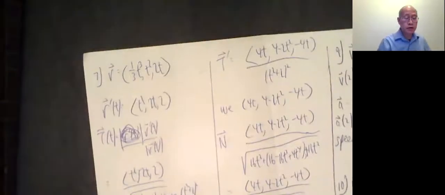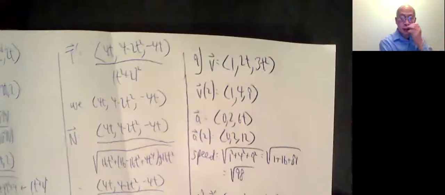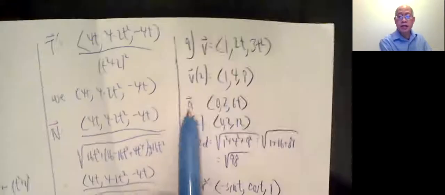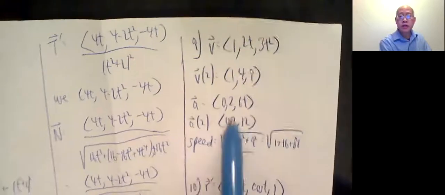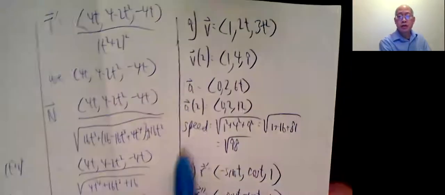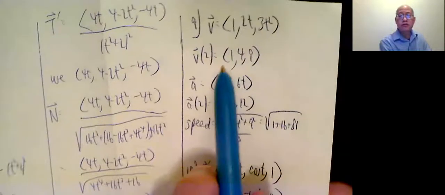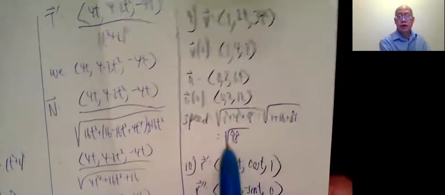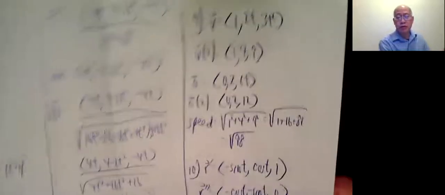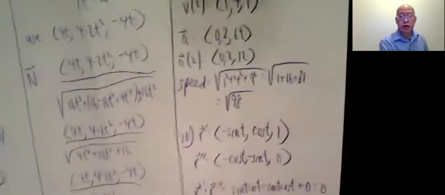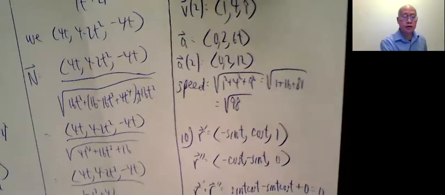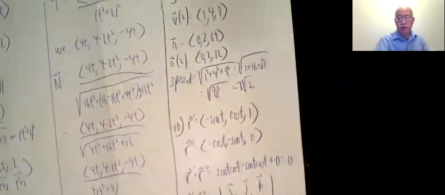Number 9 should be pretty easy. So velocity is the first derivative. The first derivative is 1, 2t, 3t squared. And then they tell me to plug in 2. So 1, 4, 9 is the velocity vector. Acceleration is the second derivative. So 0, 2, 6t, plug in 2: 0, 2, 12. Speed is the magnitude of the velocity. So the square root of 1 squared plus 4 squared plus 9 squared, radical 98. You can simplify it if you want, but I'll leave it as radical 98. You can make it into what? 49 times 2, 7 radical 2. So that's okay. Maybe I should write that down also. 7 radical 2.